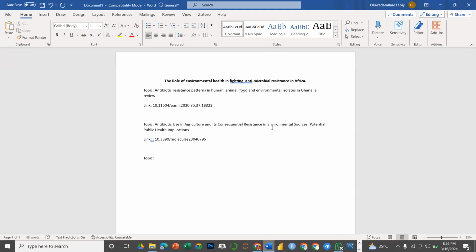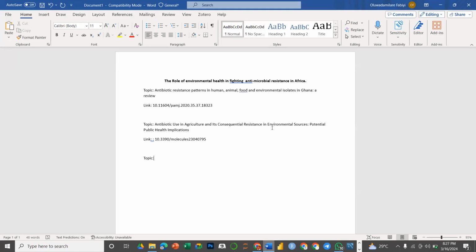So if it's very specific, for example, I'm looking at something around, this person talked about agriculture. So I'm trying to use something different now. Let me say the use of animal manure for agriculture and its contribution to antibiotic resistance.